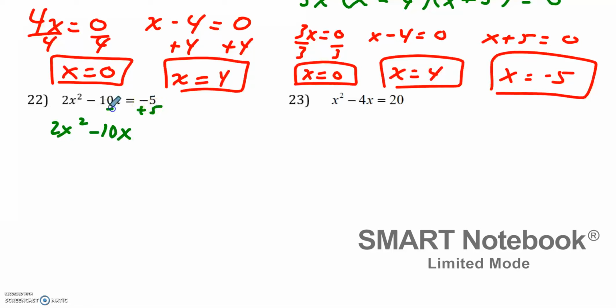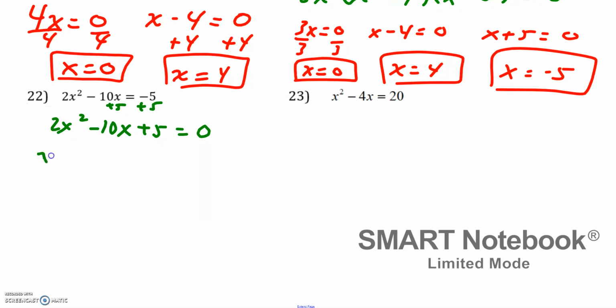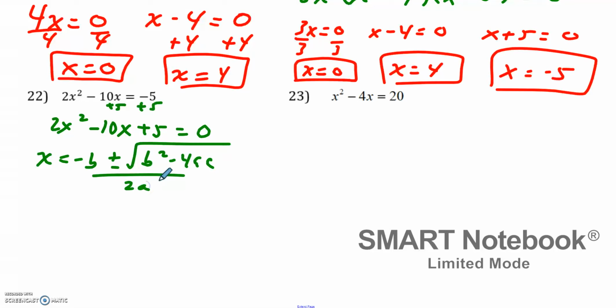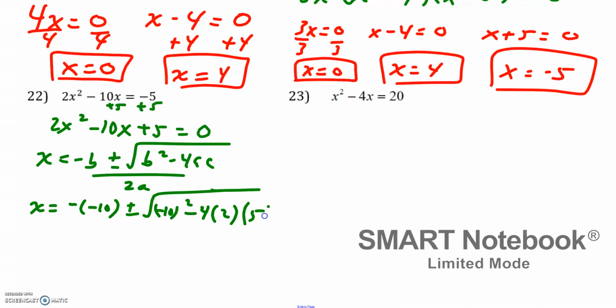If we add the 5 to the other side, I could check to see if it factors. I could split the middle term, but why not use the quadratic formula because we haven't yet, and it's good review. X equals negative b plus or minus the square root b squared minus 4ac all over 2a. So x would equal negative b plus or minus the square root of negative 10 squared minus 4 times 2 times 5 all over 2 times 2.